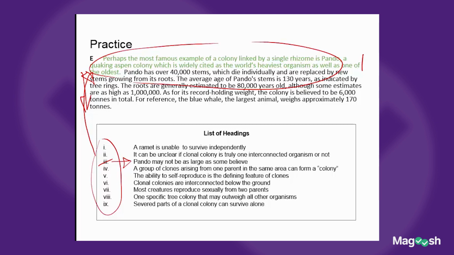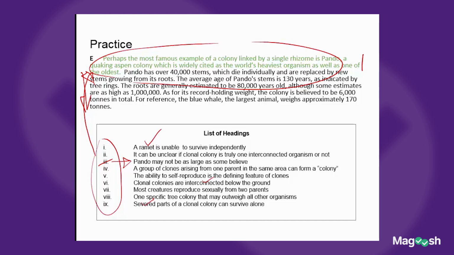right? This paragraph E is about Pando, and some of these answer choices are clearly not about Pando. Pando is a clonal colony. It's an example of what people believe is the largest clonal colony in the world. Is it likely that it's going to have anything to do with a rammet? Okay, no, not at all. Is it about how clonal colonies are interconnected under the ground? No. Okay. Is it about severed parts?